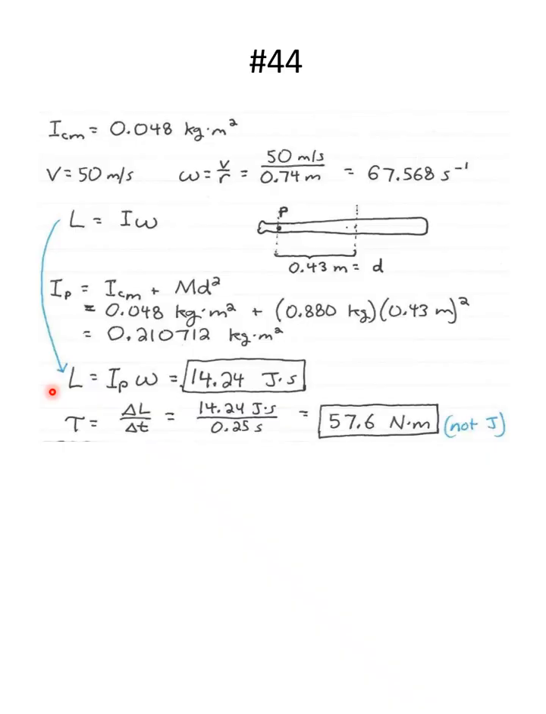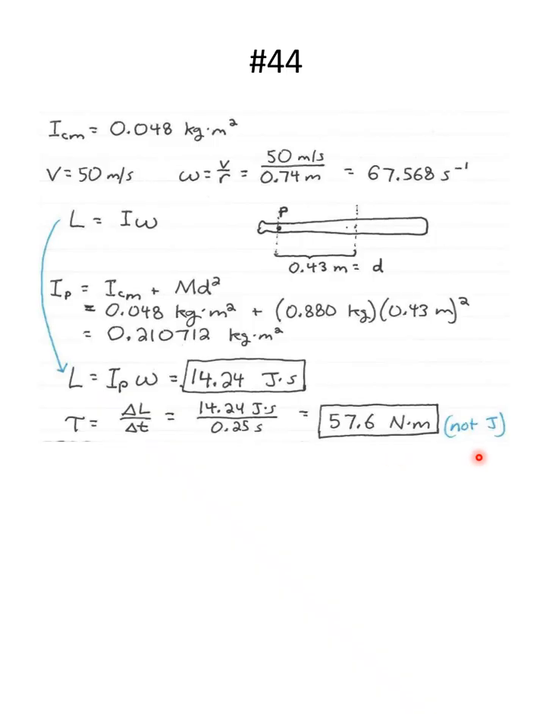Then it says, what is the torque applied about P to achieve this angular momentum in 0.25 seconds? And remember that torque is the change in angular momentum over time. And to achieve that angular momentum, starting from rest, the change in angular momentum is that 14.24 joules seconds, or Newton meters seconds, divided by the time of 0.25 seconds, and we get 57.6 Newton meters.